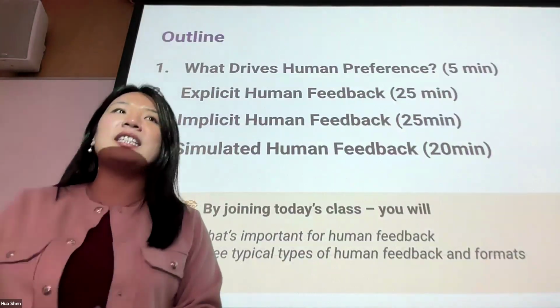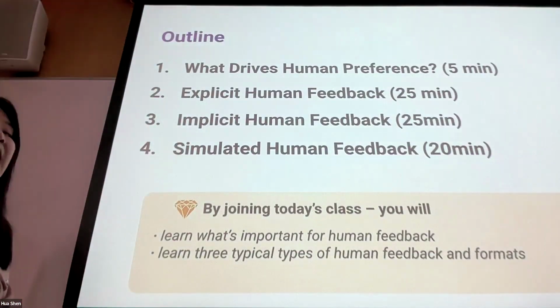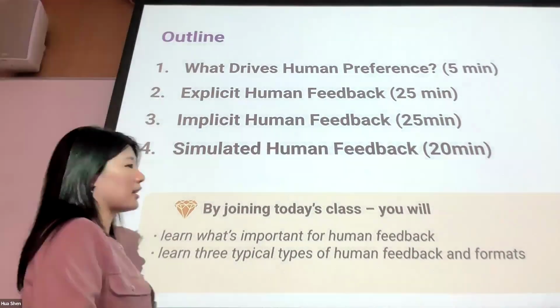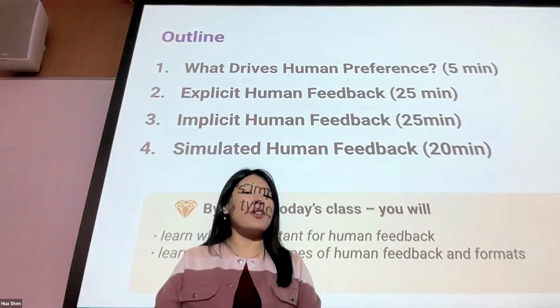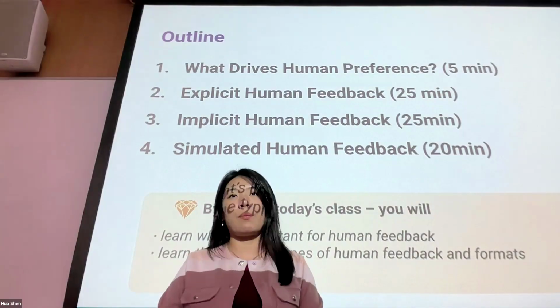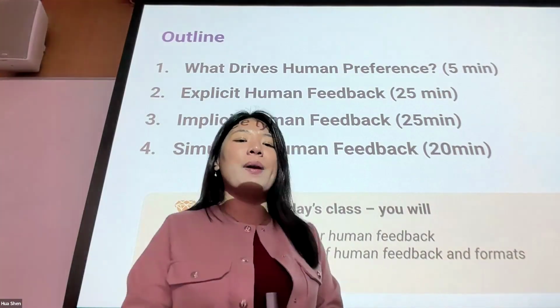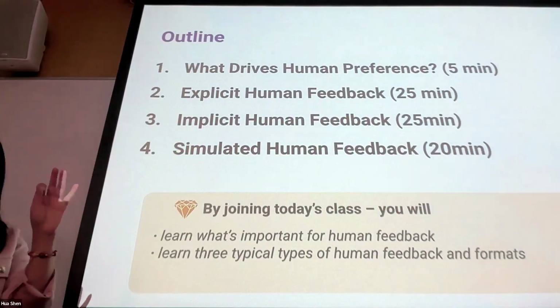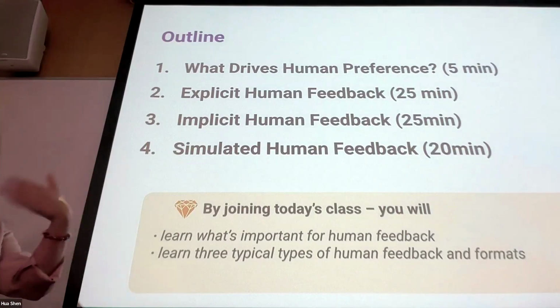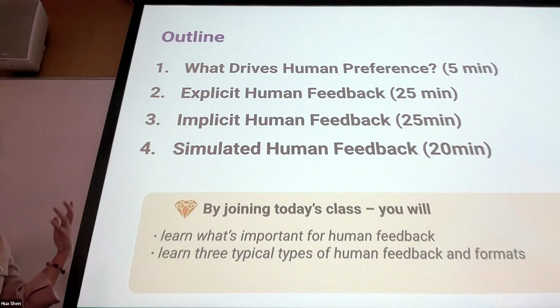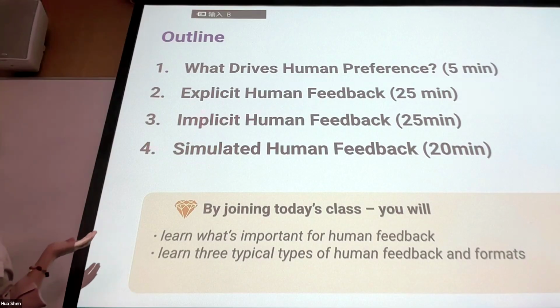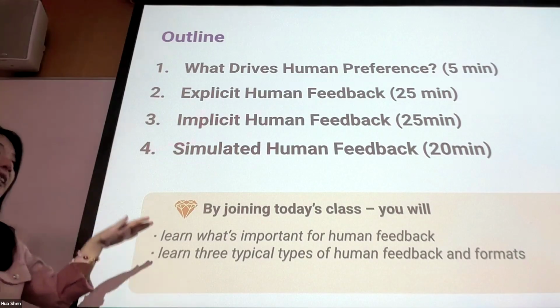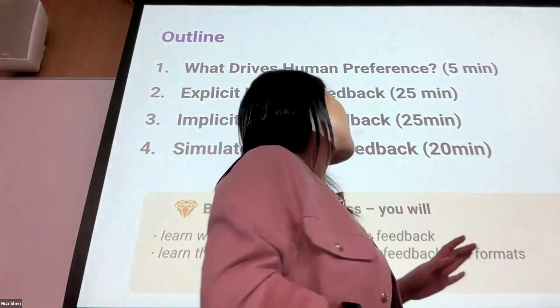So for today's talk, we're going to talk about human feedback style and validation, where we would focus on 4 aspects. First of all, what drives human preference? What's the most important part? The second, third, and fourth are 3 typical types of human feedback for alignment, from the data perspective. They include, first of all, explicit human feedback, then implicit human feedback, and then simulated human feedback. We will cover the typical things in these 3 types as well.